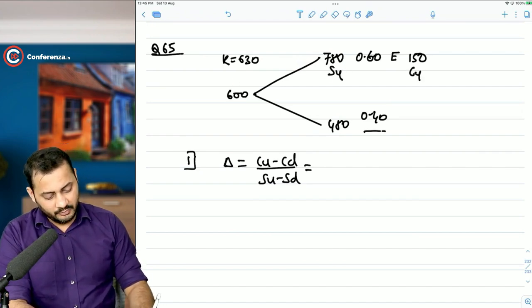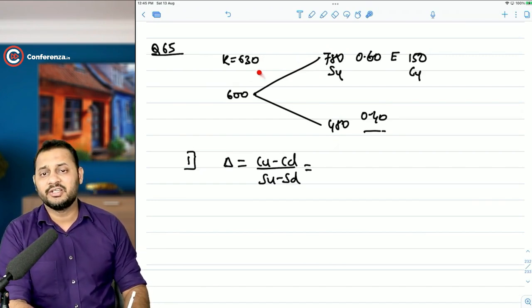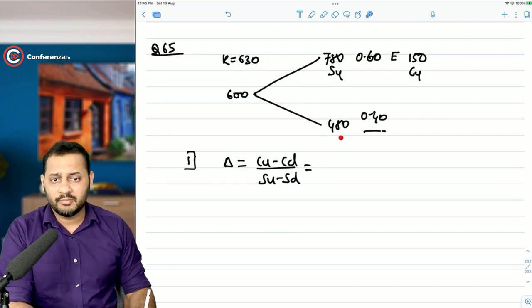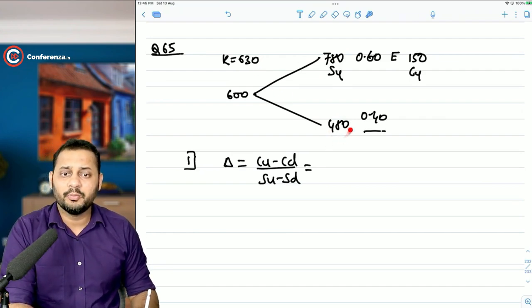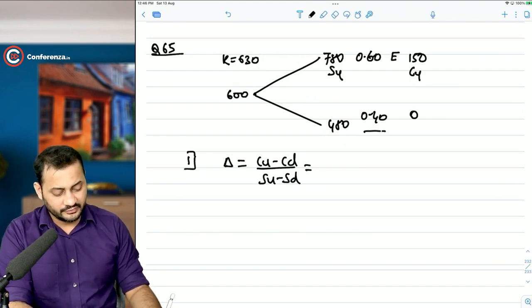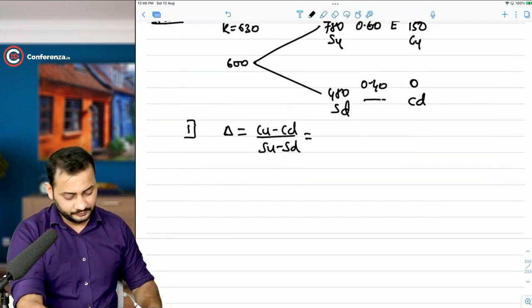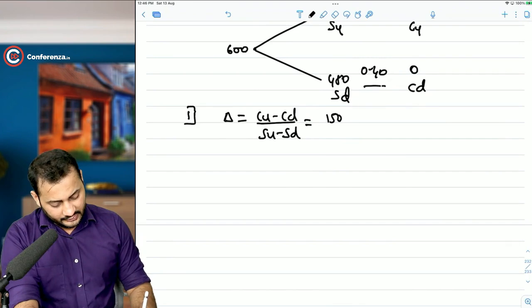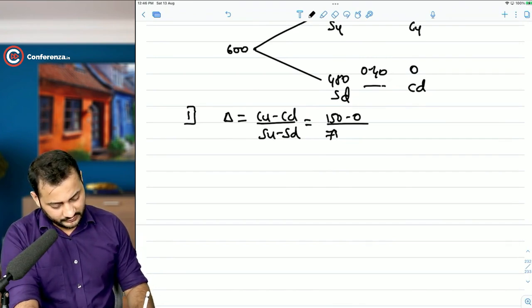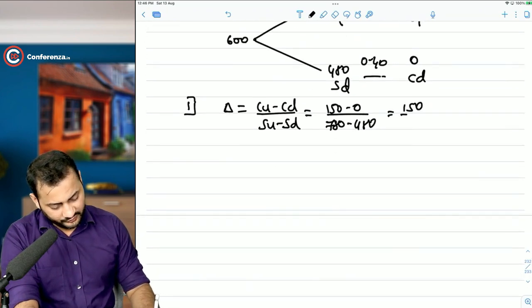This is SU. But when the market price is 480, why I will buy the share at 630? No. When the market is at 480, I will prefer to buy at 480. Why I would go for 630? So I will not exercise the call option and the option's value will be 0 here. This is CD, this is SD. Let's find out the difference. 150 minus 0, 780 minus 480. That's 150 divided by 300 and 0.50.